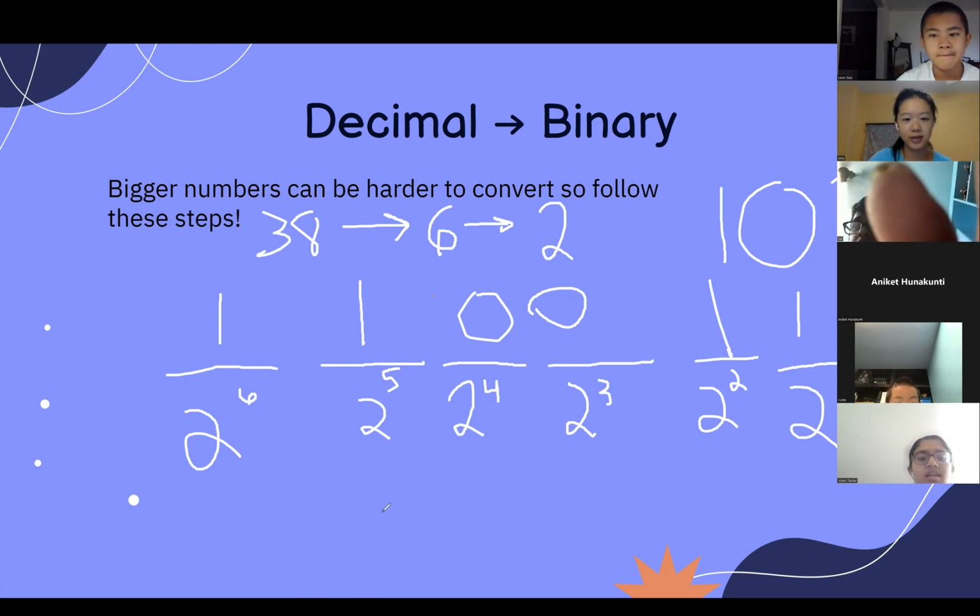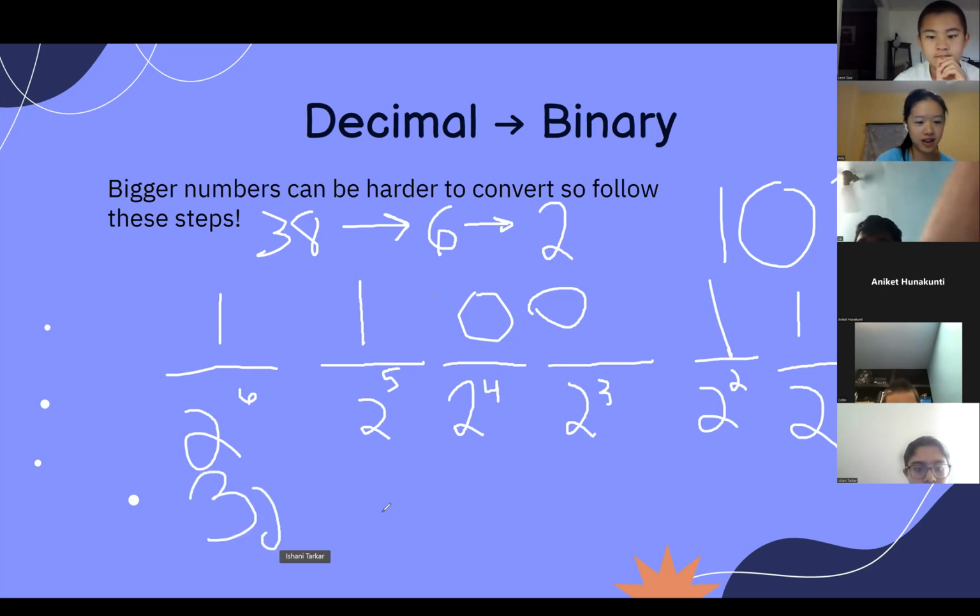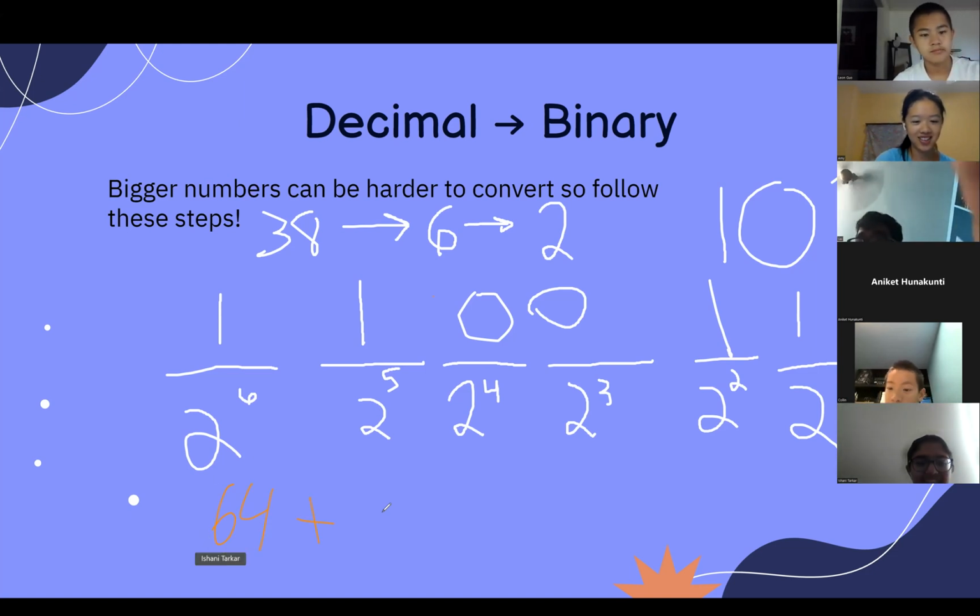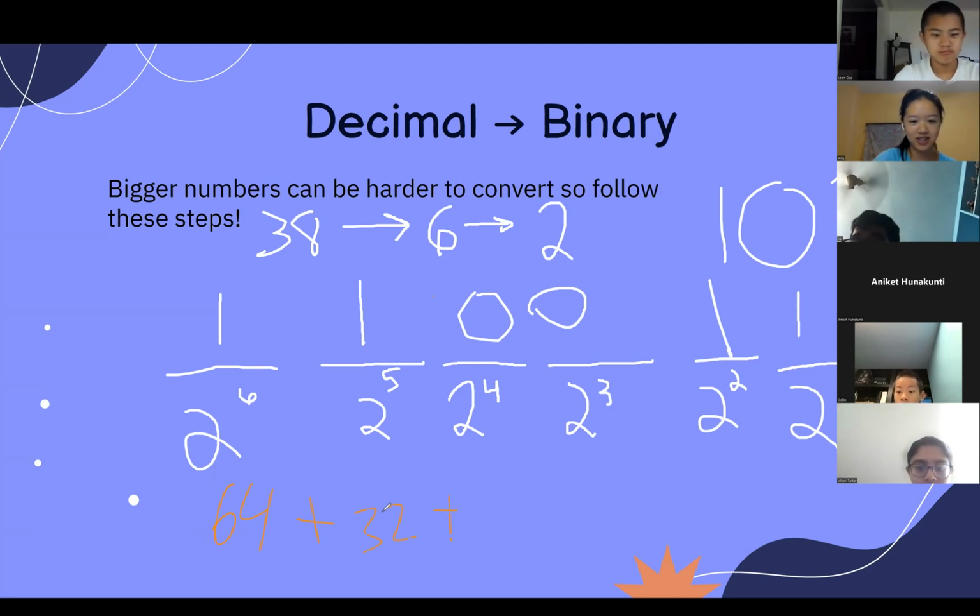So yeah. Also, one more thing, just to double check our answer, we can add up the place values just to make sure it matches our original answer. So over here we have a 64 plus 32 plus, and then we don't have any 16s and we don't have any 8s. So it would be plus a 4, which is from here, and then finally plus a 2. And so that should equal 102. Should. Let's see if it does. And yes, this does equal 102, which means that we converted the number correctly.